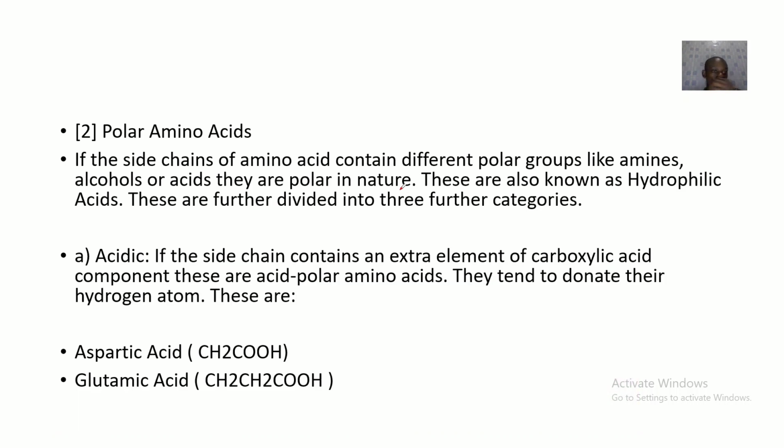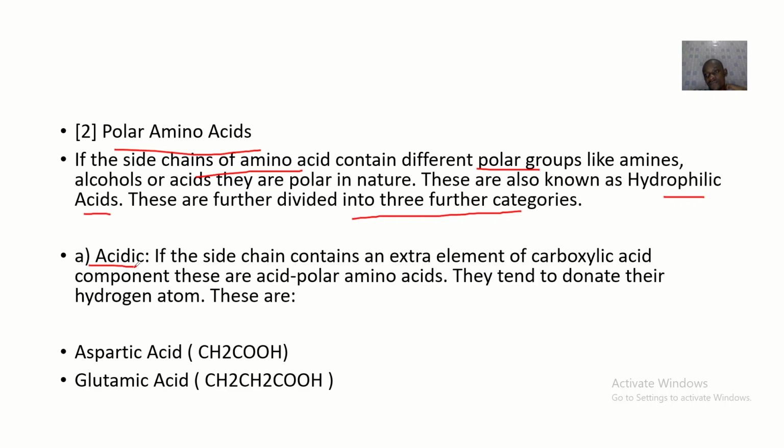All right, so now still on the polarity classification of amino acid, we'll be going to talk about the polar amino acid. Now, we say that if the side chains of amino acid contain different polar groups, like amines, alcohol, or acid, they are actually polar in nature, okay? So they are hydrophilic, they are water loving, they can dissolve in water, they are miscible with water, okay? So they are also known as hydrophilic amino acid. Now, they are further divided into three categories.